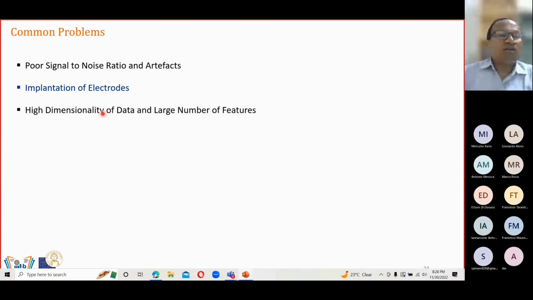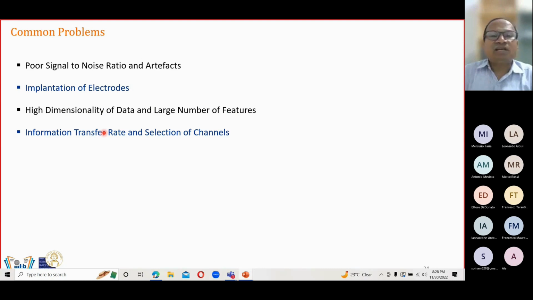And then high dimensionality of data and a large number of features. I have already explained about this huge number of features from a number of channels. So the total amount of data has definitely increased. So dimensionality of data is huge. Information transfer rate is whether it is proper or not. If the information data transfer rate is not good, say it is a cloud-based service, then the response will be affected. Response time will be badly affected.